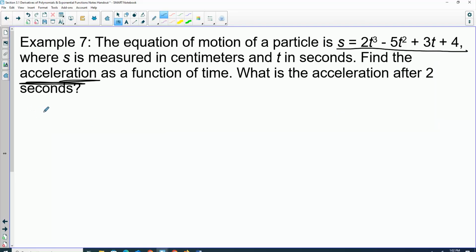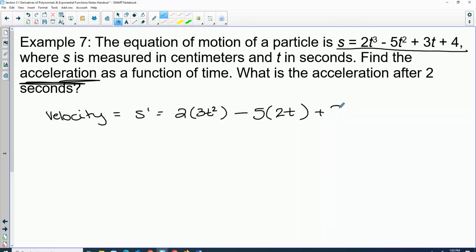So, velocity would be the first derivative. If I want the derivative, the 2 would stay. Derivative of t cubed, 3t squared. 5 times, what's the derivative of t squared? 2t. Plus 3 times, what's the derivative of t? Plus, what's the derivative of 4? 6t squared minus 10t plus 3. That's my velocity.